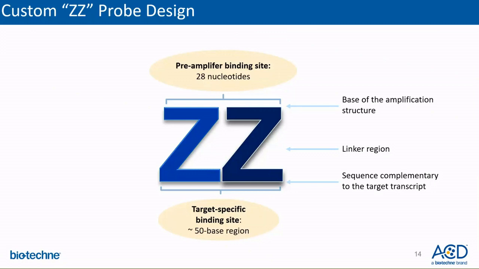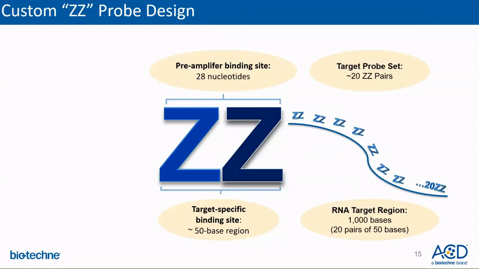The informatics algorithm that is used to design these probes ensures that the oligonucleotide sequences are specific and do not cross-hybridize with any other sequence. The top of the Z is the base for the amplification structure. When two Zs hybridize, it creates a binding site upon which a preamplifier can bind and the amplification tree can be built.